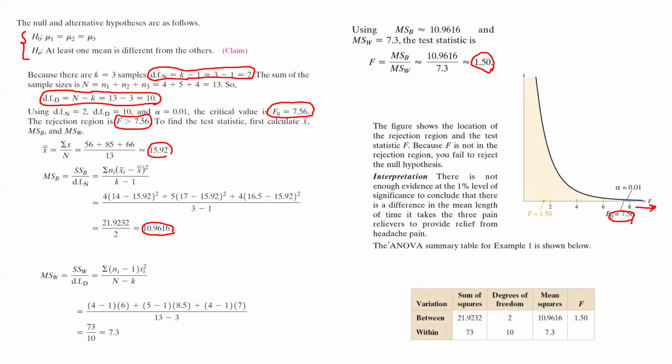The ANOVA summary table can be written this way as well. You have the variation, the sum of squares, in between, within, degrees of freedom, and the mean squares, and finally calculating F, which is your test statistic. Then check to see if the test statistic is inside the rejection region or outside the rejection region.